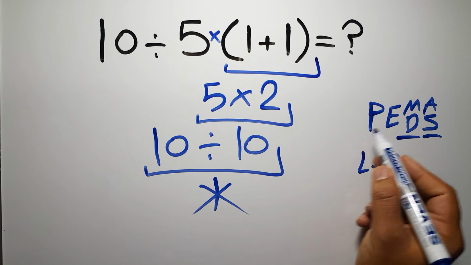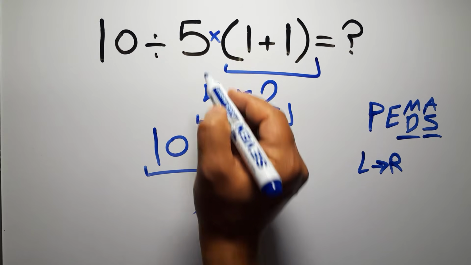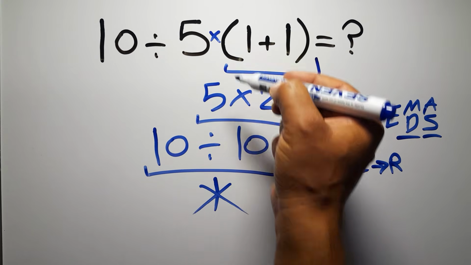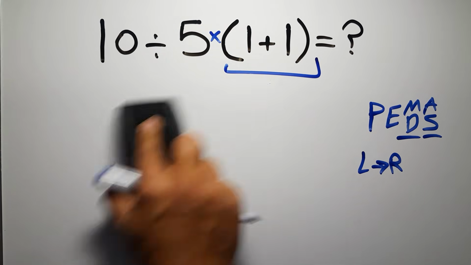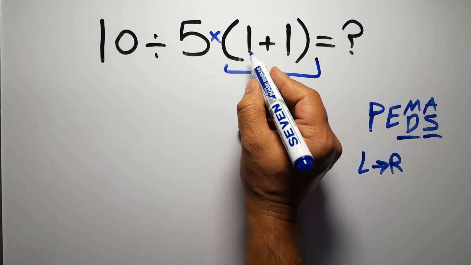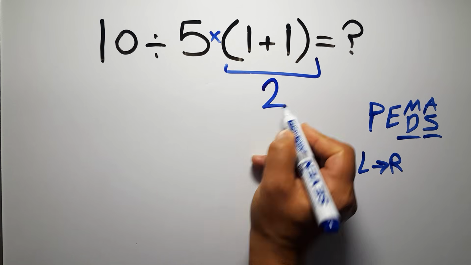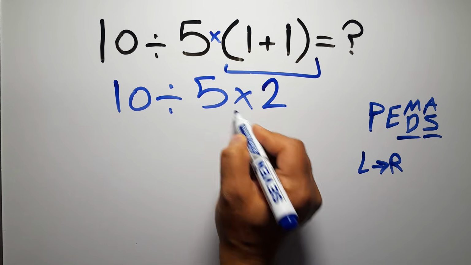Okay, so according to the PEMDAS, first we have to do this parenthesis, then this division, and finally this multiplication. If we do this multiplication before this division, it is wrong. So first this parenthesis. Inside this parenthesis we have 1 plus 1 which gives us 2. So 10 divided by 5 times 2.